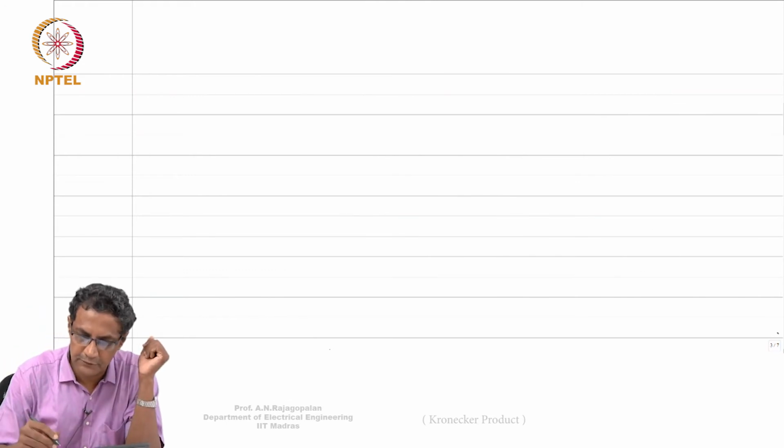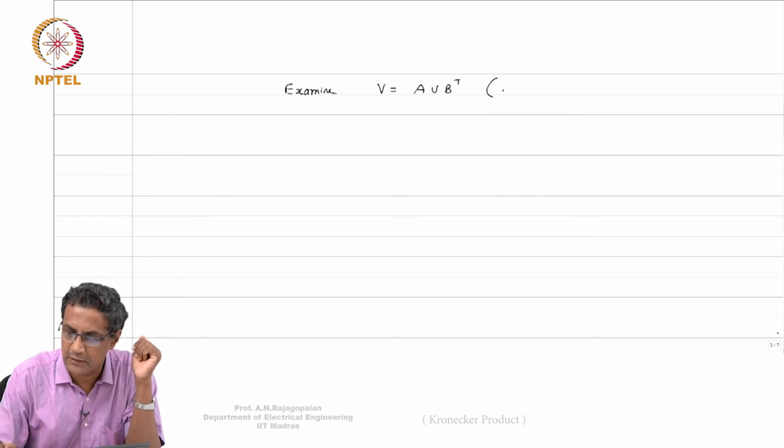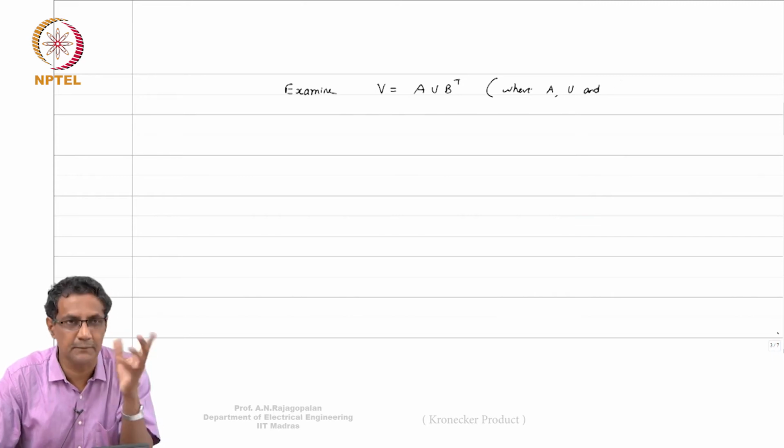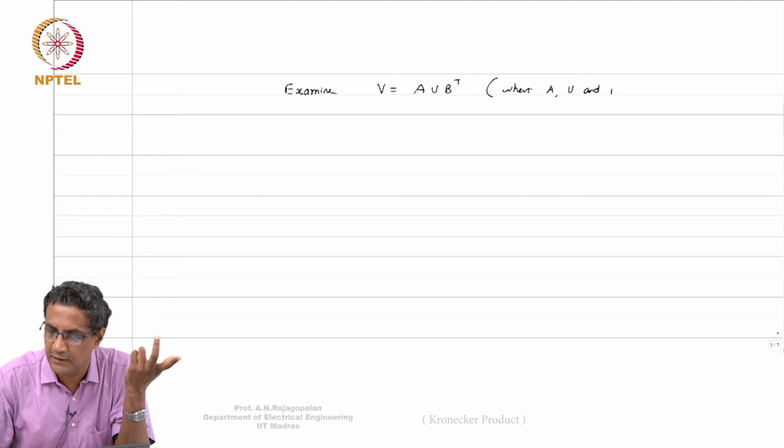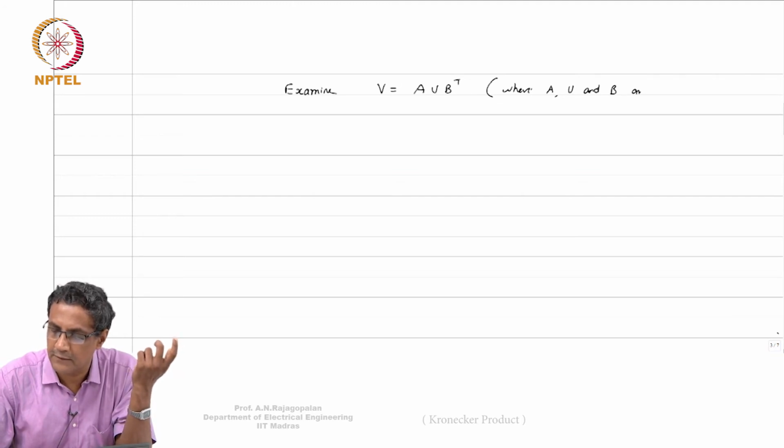Now, if you simply examine V equals A U B transpose, where A, U and B are all arbitrary matrices. By arbitrary I mean they don't need to be unitary and so on, they are some arbitrary matrices. We want to be able to invoke this.